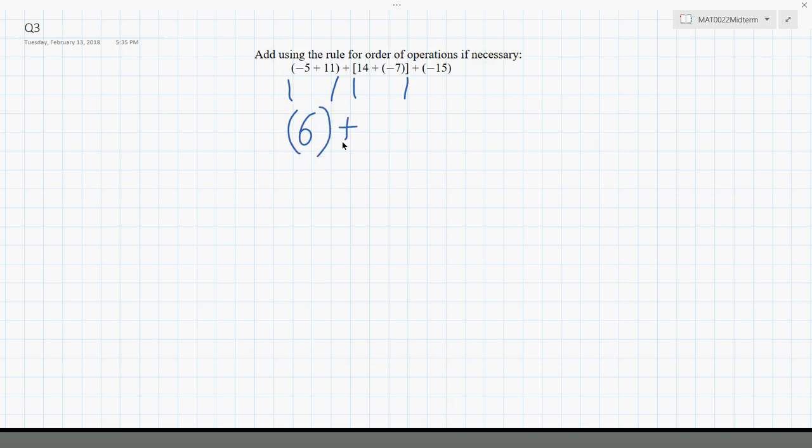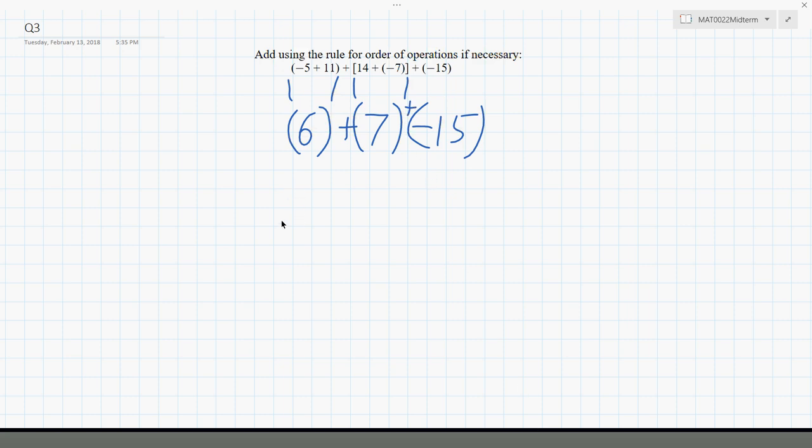And then for the next one, we're going to 14 plus negative 7. So we got 14 good guys, 7 bad guys. How many are we going to have left? 7 good guys. All right, so we're going to have a positive 7 there. And then we've got the negative 15, right? Or, well, plus the negative 15.